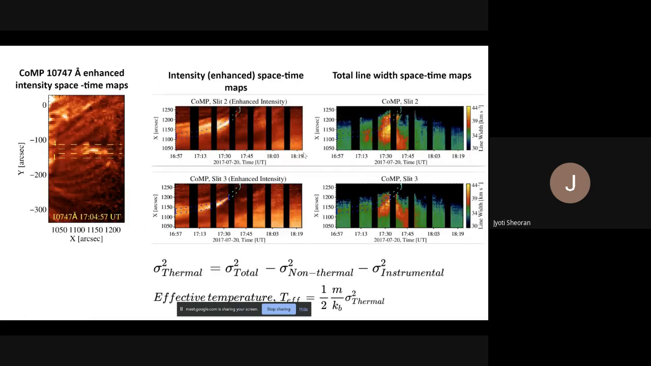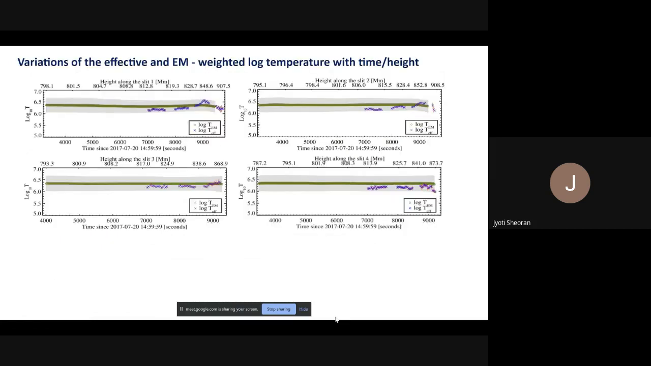So again we placed the same four artificial slits on the CoMP region of interest, and then created a space-time map of intensity and total line width. And we then extracted the line width along this curve, and then subtracted the non-thermal and instrumental widths to calculate the effective temperature. And the plot here shows the variation of log T effective and EM weighted log T with height and time. The green symbol shows the EM weighted log T, and the blue cross symbol shows the log T effective obtained using the iron 13 line width.